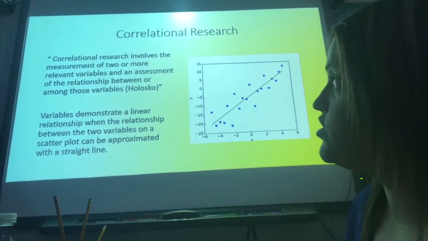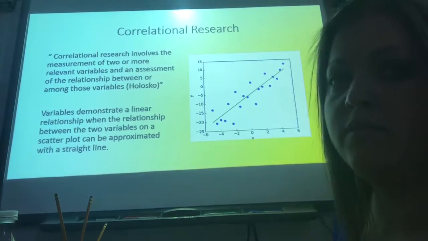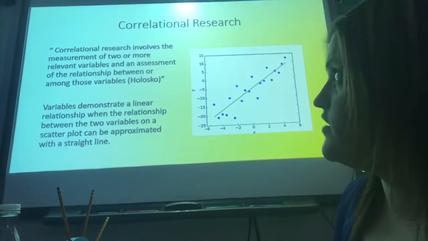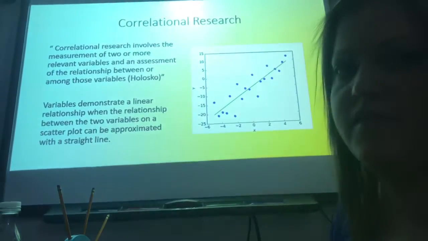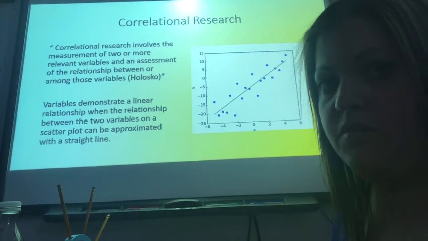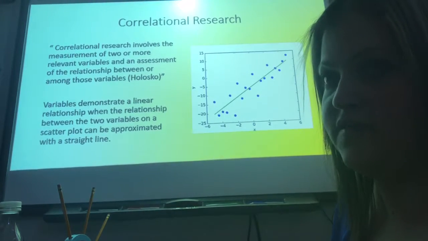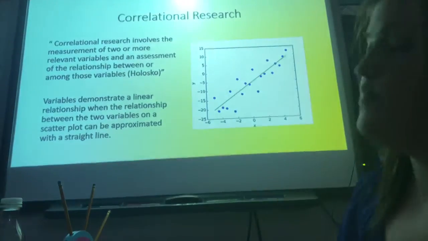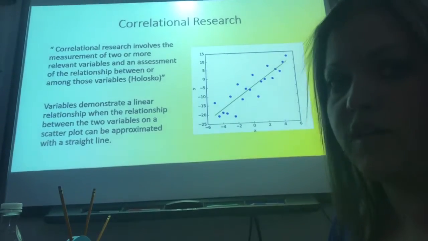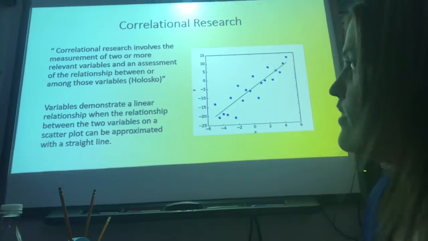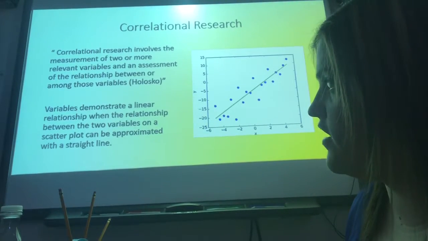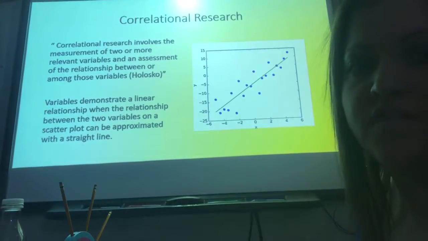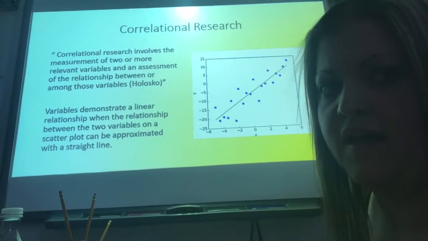So correlational research involves the measurement of two or more relevant variables and an assessment of the relationship between or among those variables. So basically it's wanting to see if one variable can affect another variable and how it affects it, whether it's a positive correlation or a negative correlation, or if it doesn't affect it at all. Variables can also demonstrate a linear relationship, linear meaning a straight line, as you can see in the picture, when the relationship between the two variables on a scatter plot can be approximated with a straight line. If you can't draw a, quote, line of best fit, then it probably isn't related at all.